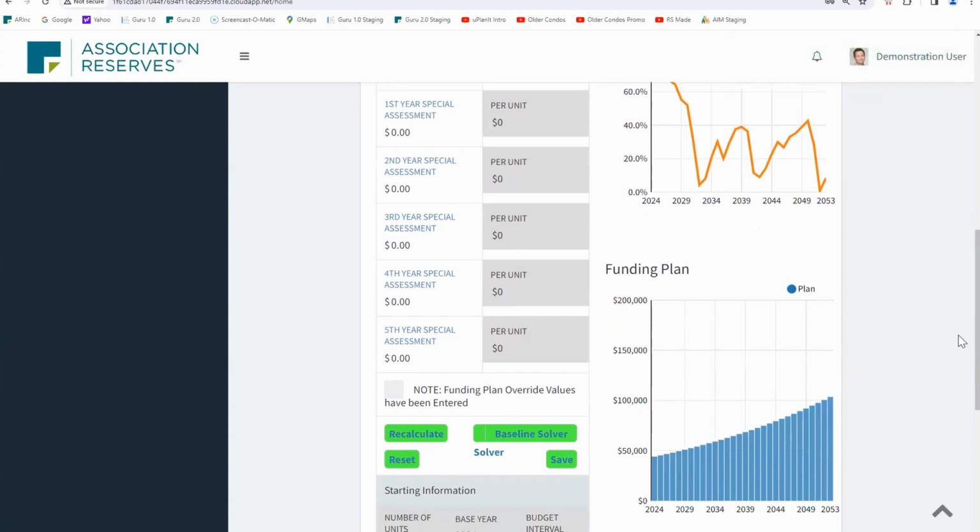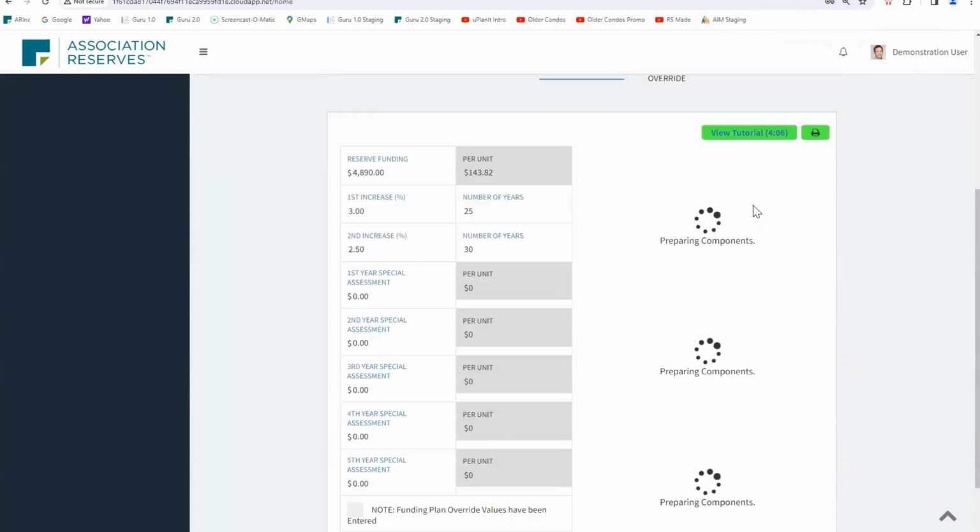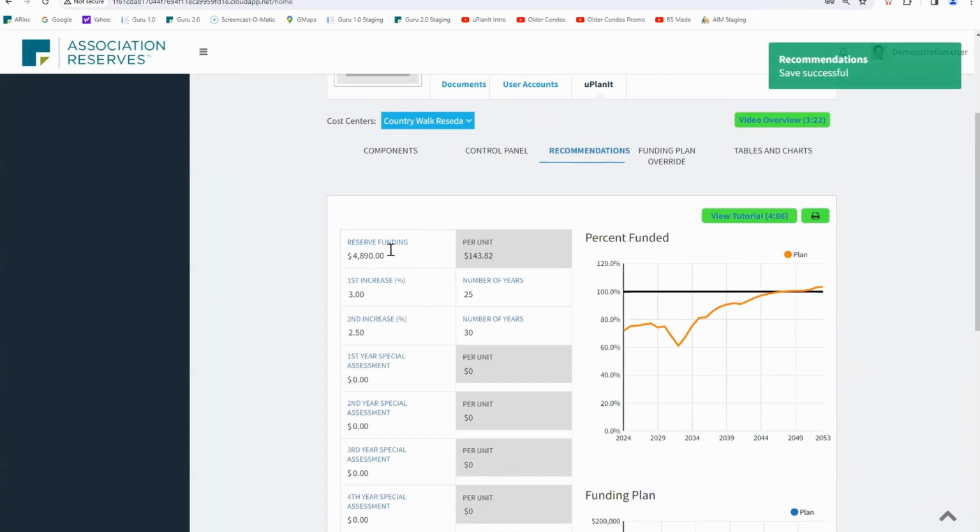I'm going to have to change the zooming. There we go. So 3660 to 4890, that's about where this association needs to be in their budgeting. Yeah, I think it's good that they know their upper limit and they know their lower limit.